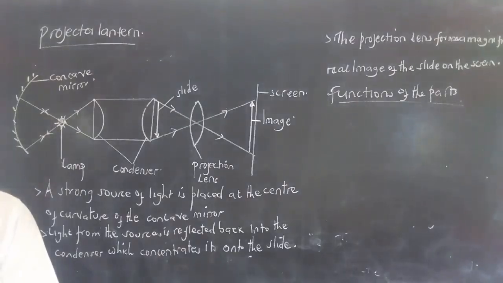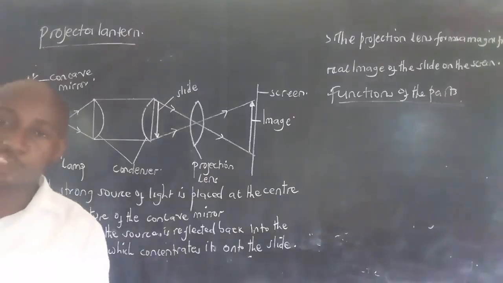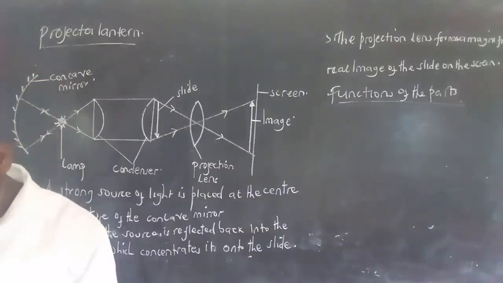The projection lens focuses and magnifies an upright image on the screen. Then lastly, the screen is where the image is formed. So those are the functions of the parts. Then you can go and look at the notes.